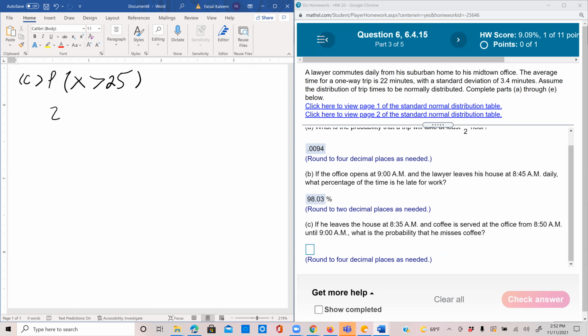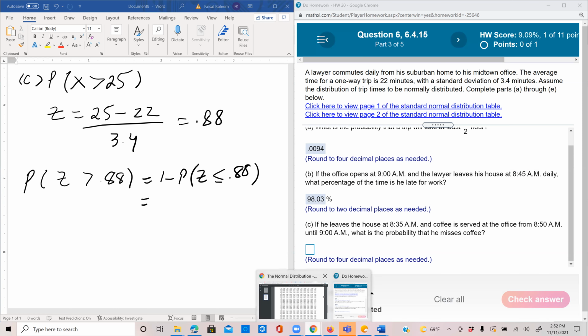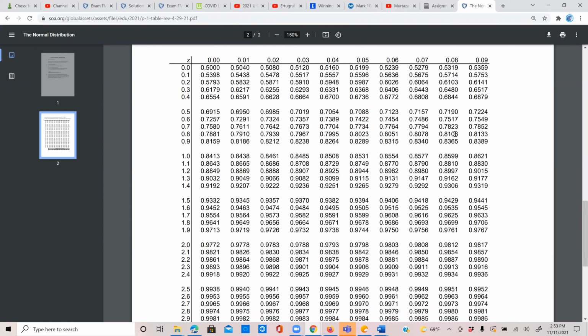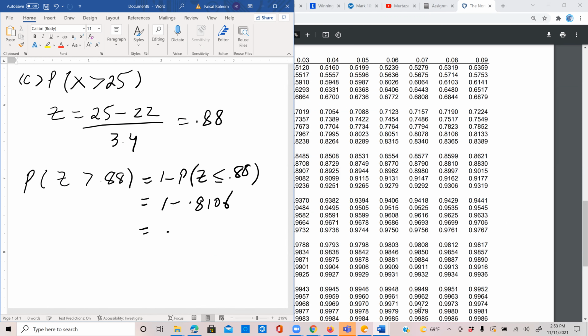So let's change 25 into a z-score. 25 minus the average of 22 over 3.4 is 3 over 3.4, which is 0.88. So we need the probability z is greater than 0.88. That's 1 minus the probability z is less than or equal to 0.88, which we can get from the table directly. 0.88 is 0.8106. So 1 minus 0.8106 equals 0.1894.